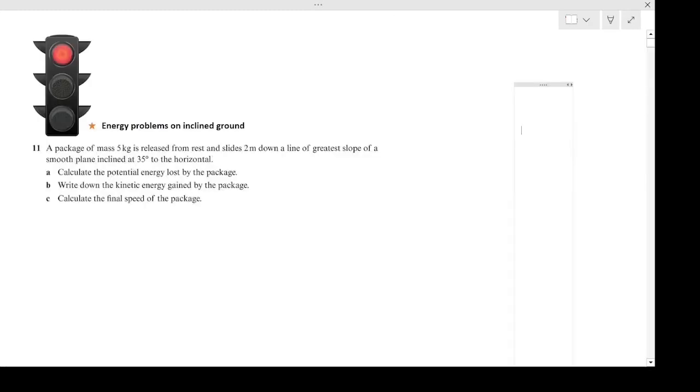We're now going to look at more problems, but now even harder. We're going to look at inclined ground. So these are when it's at an angle, right?